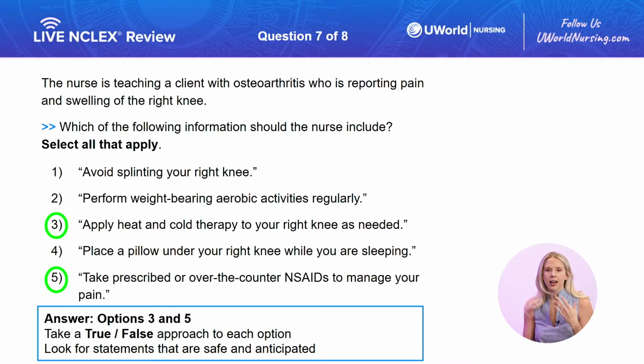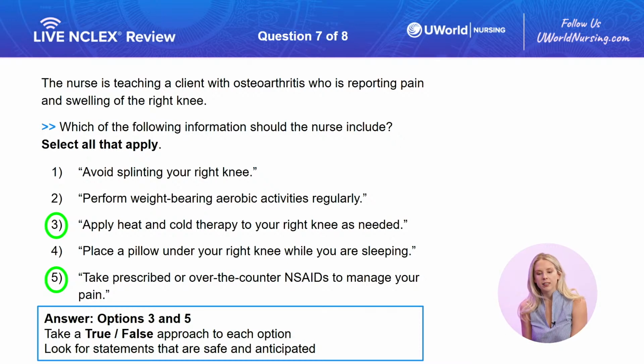Performing these weight-bearing aerobic activities regularly, if they're having this pain and swelling of the right knee, they're clearly having a flare-up or an exacerbation. And in this case, we would want to rest to help this swelling go down and to help with the pain as well.